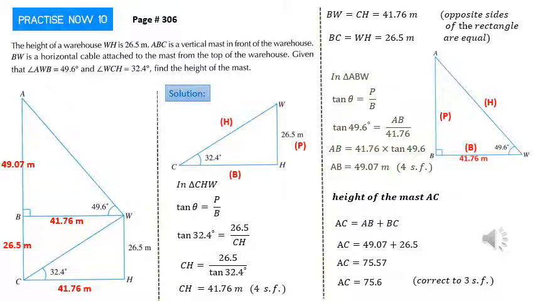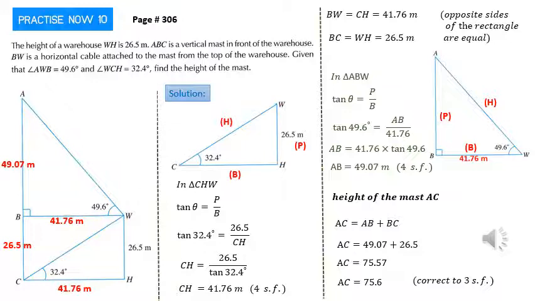In the main diagram, the length CH and the length BW are equal because they are the opposite sides of a rectangle. In the main diagram, the sides CH and BW are equal. BC is equal to WH. Since opposite sides in a rectangle are equal in length, I write their lengths in the main diagram with red color.